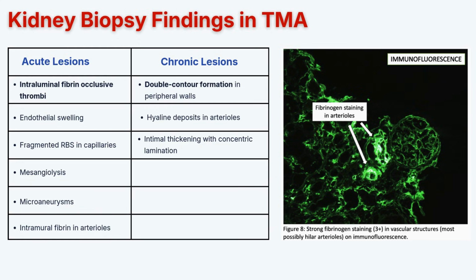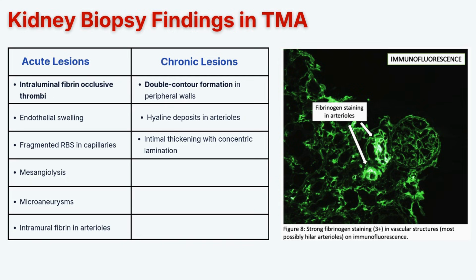What stands out here is strong fibrinogen staining within the vascular structures, particularly the arterioles. This bright linear staining pattern represents fibrin-related material, highlighting active endothelial injury and thrombus formation. Importantly, this is not immune complex deposition. The staining localizes to vessel walls and lumens rather than showing a granular glomerular pattern, which supports the diagnosis of thrombotic microangiopathy rather than immune complex-mediated disease.